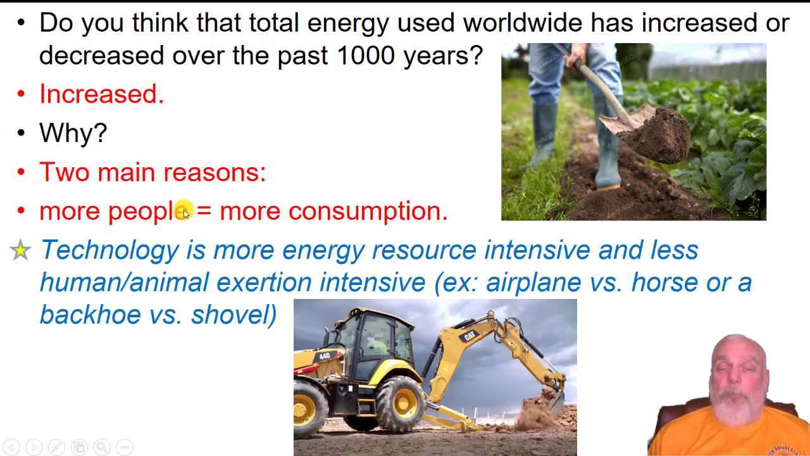So besides that, there's more people, meaning more consumption, we also use energy in different ways now than we did then. So technology, for example, is much more energy resource intensive than some of the activities were back in the past. Like, for example, transportation, riding a horse versus flying an airplane. It takes a lot more energy, oil, fuel, things like that to fly an airplane. You don't need a whole lot of that to ride a horse, or certainly walking, you don't need to use oil or anything like that. Using a backhoe to dig a hole uses a lot more energy and technology than using a shovel.